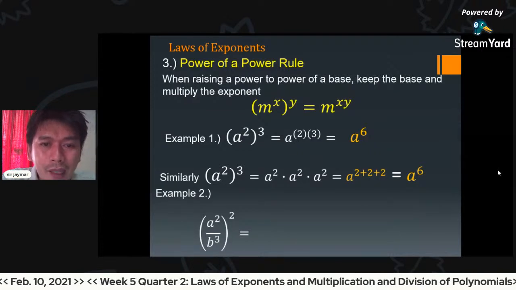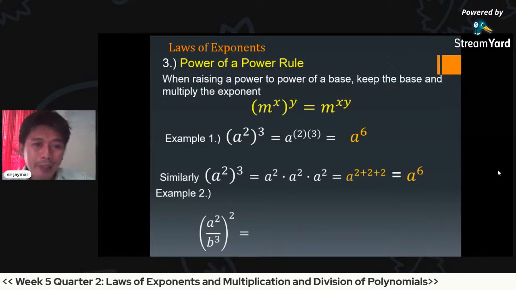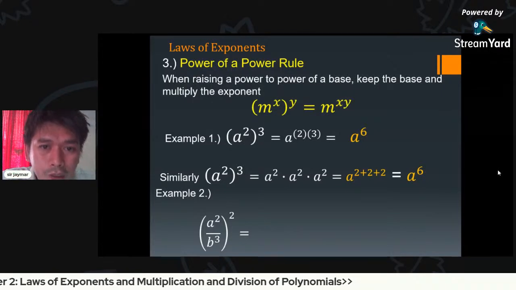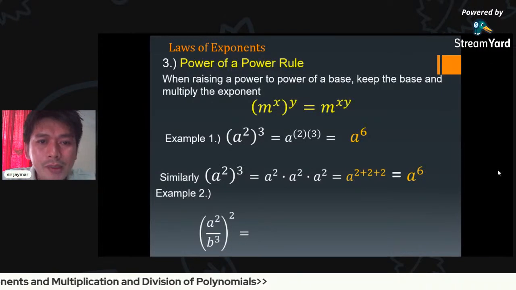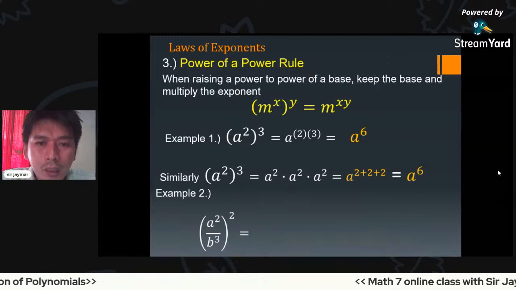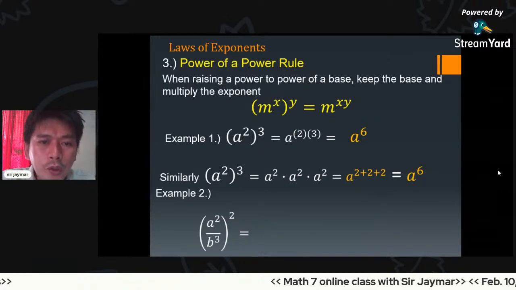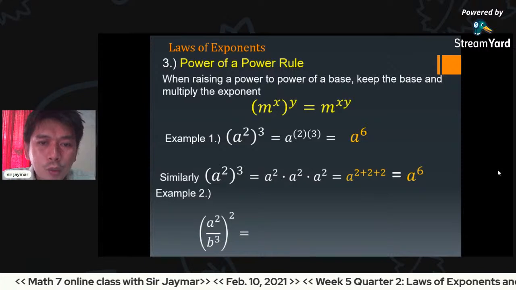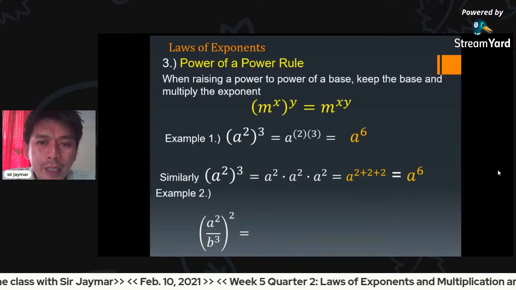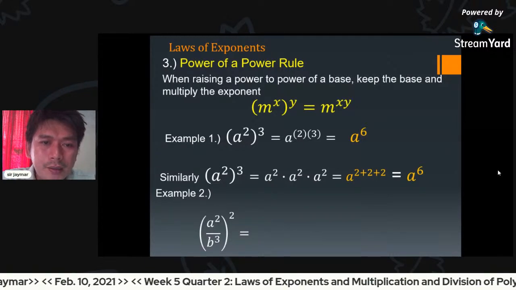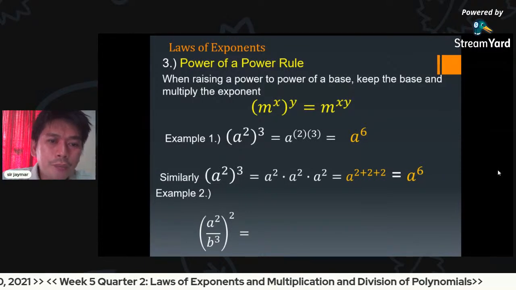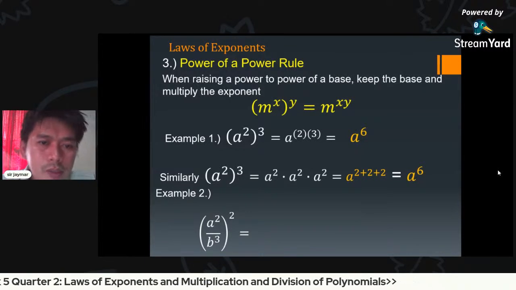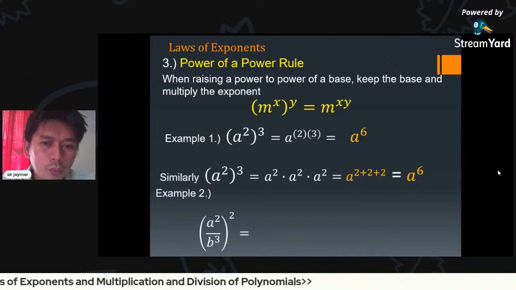So how many times is a squared being multiplied? 3 times. So a squared times a squared times a squared is equal to a raised to... So you're going to add all the exponents of this variable a. So the exponent will be 2 plus 2 plus 2. It will become a raised to 6. So that is another example for the power of a power rule. So example number 2.